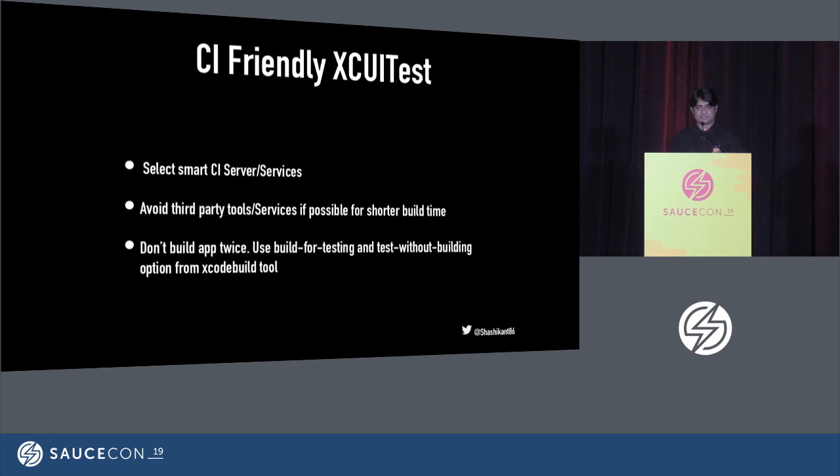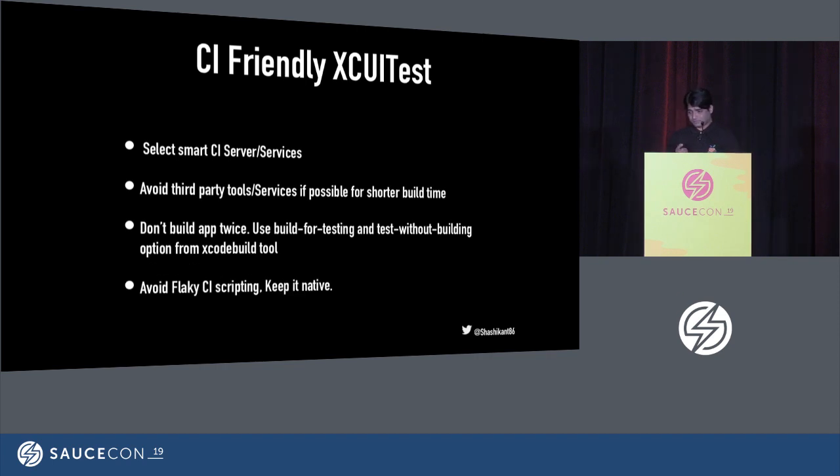So don't build the app twice. Usually, when you set up an app for Appium, you have to build it once for unit testing and build a separate app for Appium. With UI tests, some people make the same mistake with XCUITests: you build it for unit testing, and you again build it for XCUI testing. So use the feature from xcodebuild: test without building. And do not write flaky CI scripts either. Do not write flaky tests, and do not write flaky CI scripts. Otherwise, it will break the build for unnecessary reasons.